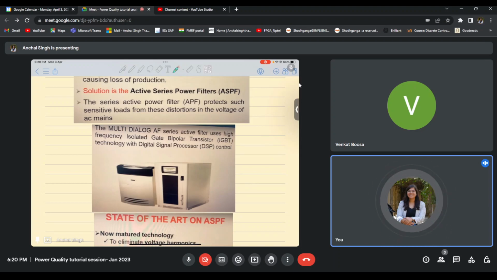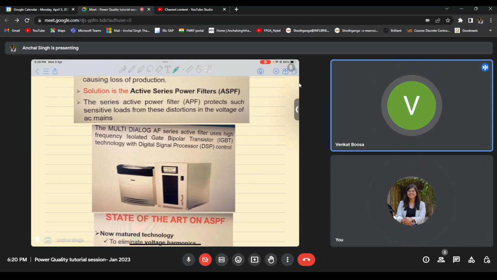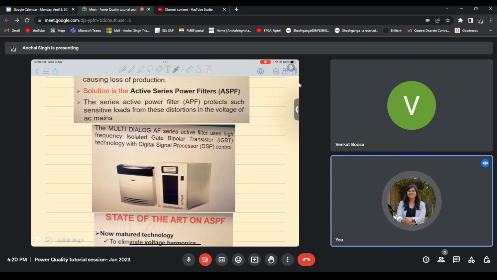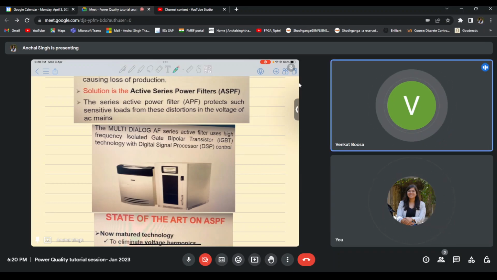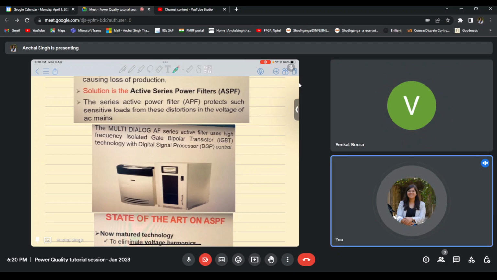Is there any similarity or difference between DVR and series power filters, madam? So DVR is a kind of series power filter only, right? Basically, both are connected in series, right? So that part is common first of all.